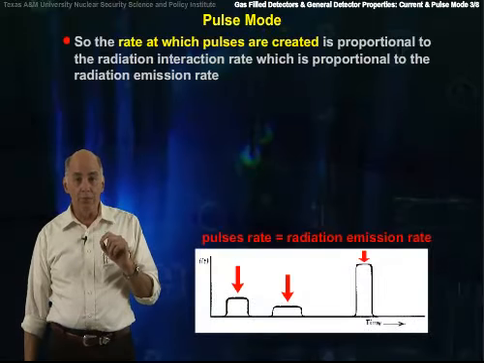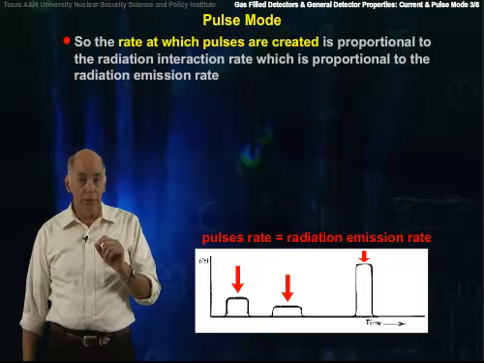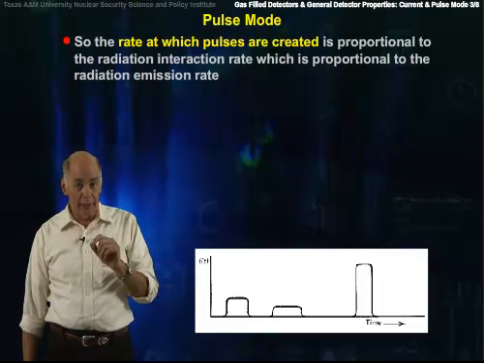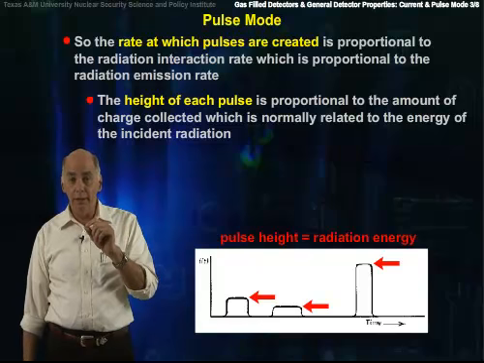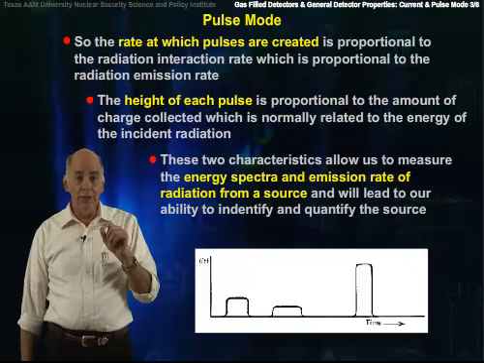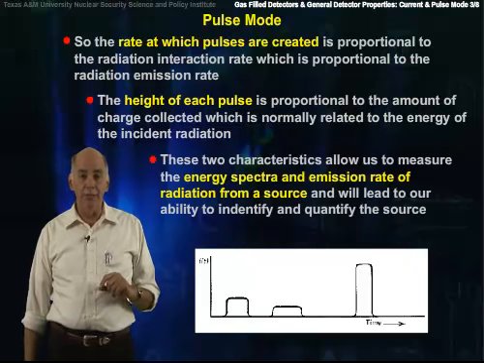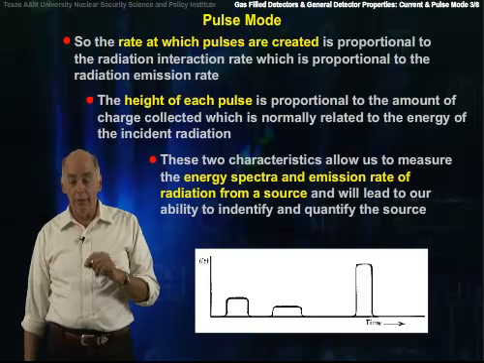Thus, the rate at which pulses are created is proportional to the radiation interaction rate, which is proportional to the radiation emission rate. The height of each pulse is proportional to the amount of charge put into the detector, which is related to the energy of the incident radiation. It is these two characteristics that allow us to measure the energy spectrum and emission rate of radiation from a source and allows us to identify and quantify the source.